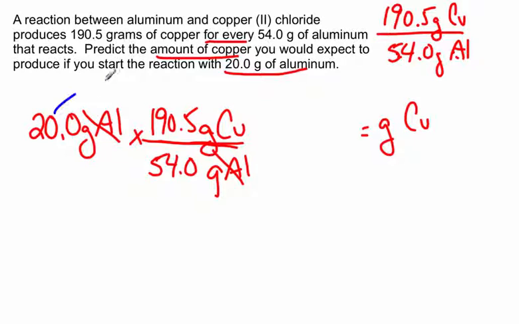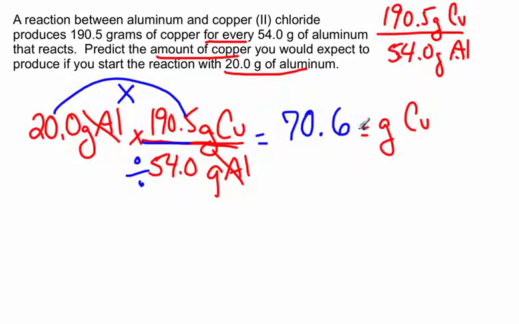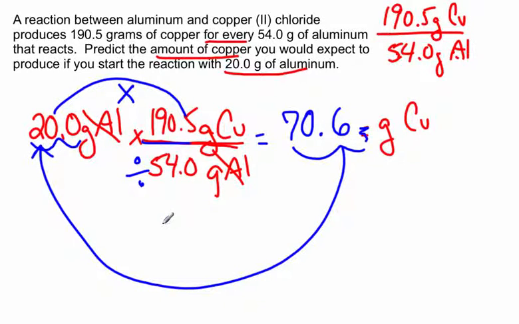You're going to multiply any number across the top, and then you're going to divide by any number that's on the bottom. So on your calculator, do 20.0 times 190.5, and then hit divided by 54. And when you're done, the calculator should say something like 70.6 grams of copper. We'll keep 3 sig figs here since we're starting with 3 sig figs. So 70.6 grams of copper is equivalent to 20 grams of aluminum.